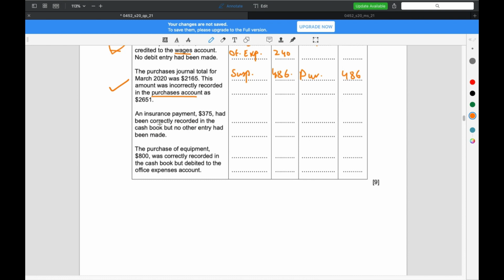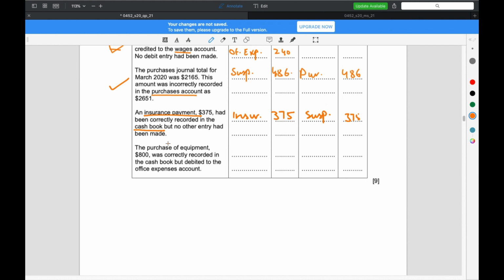The third one says an insurance payment of $375 had been correctly recorded in the cash book, but no other entry had been made. So insurance payment is going to be debit in nature. We are going to debit the insurance account by $375, and then the suspense account will be credited by 375, because the entry in the cash book has been made, but the insurance account wasn't even touched. It's an expense account, so debit it and credit suspense.